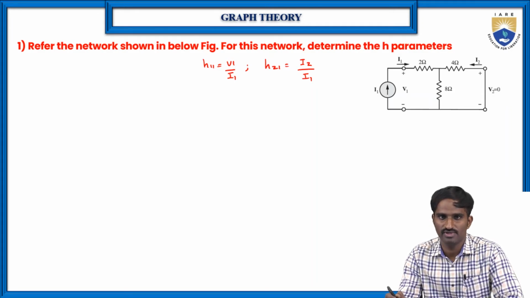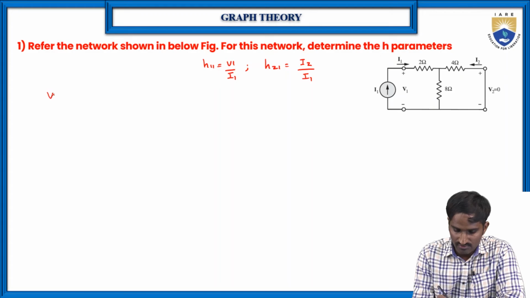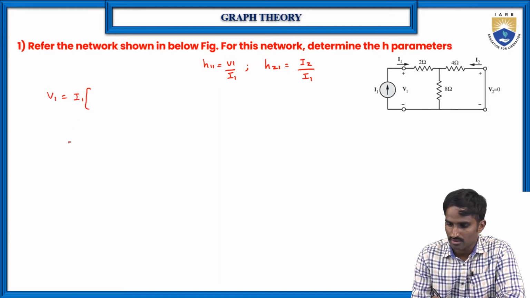Okay, in terms of V1, right? So how to find the total current I1 in terms of V1? I is equal to V by R. So V1 is there, and R means the total resistance of this particular circuit, right? So for that, V1 is equal to I1 into R, right?